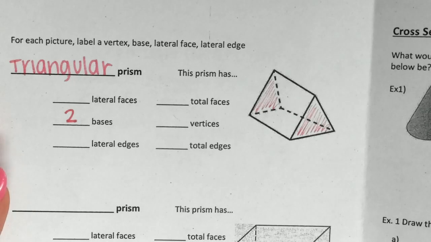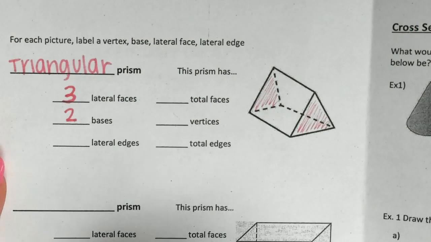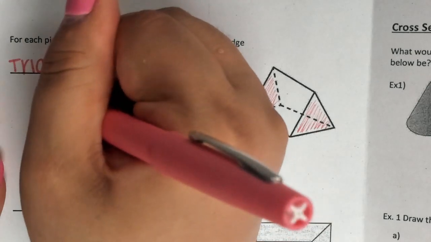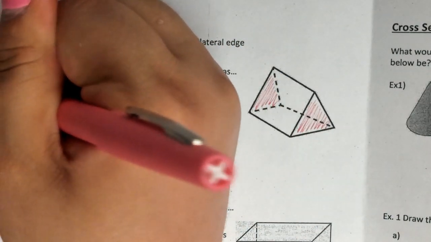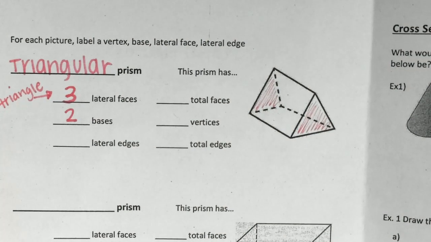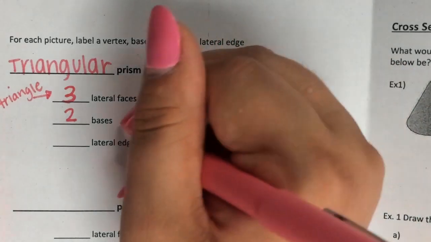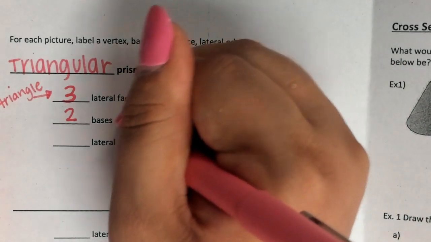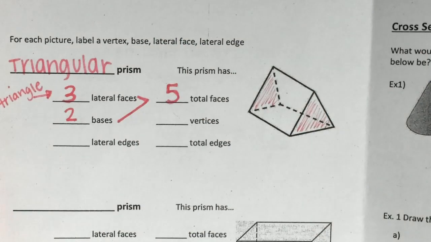How many lateral faces does this have? Around the bases, how many are there? 3. Why are there 3 of them? What shape is this? Because it's a triangle. How many total faces are there? How many total flat surfaces are there? You are always going to add your lateral faces plus your bases, and that will always be your total faces.